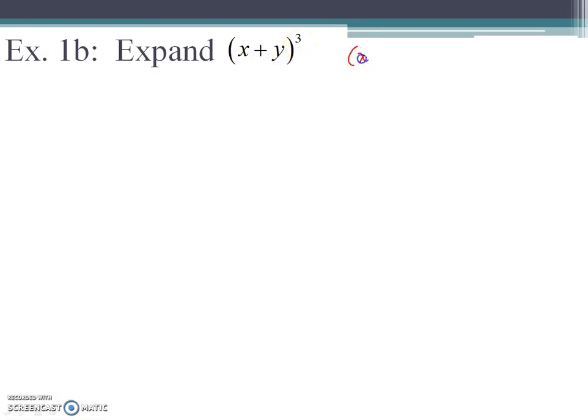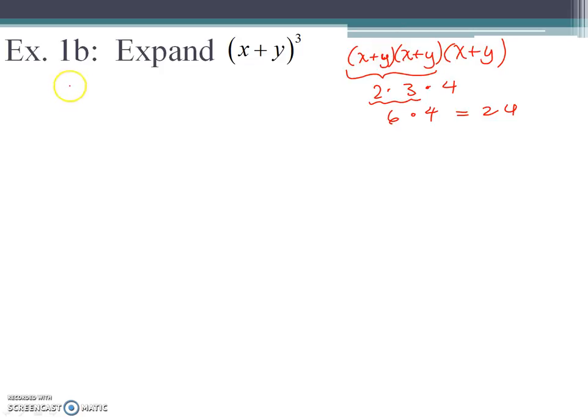So again, we're going to think about this as x plus y times x plus y times x plus y. And just as if you were to do 2 times 3 times 4, you would do 2 times 3 first, and then you get the whole thing, 24. So what we're going to do is multiply the first two together and then multiply that product times x plus y. So let's do x plus y times x plus y times x plus y. So we're going to do just these two first.